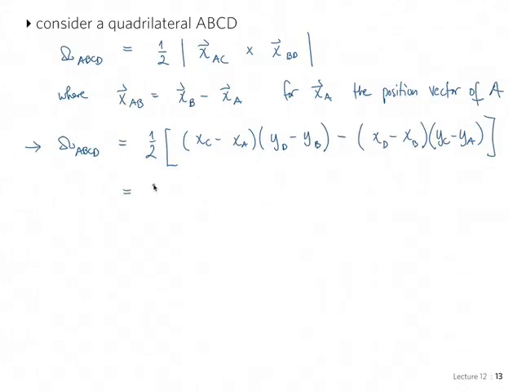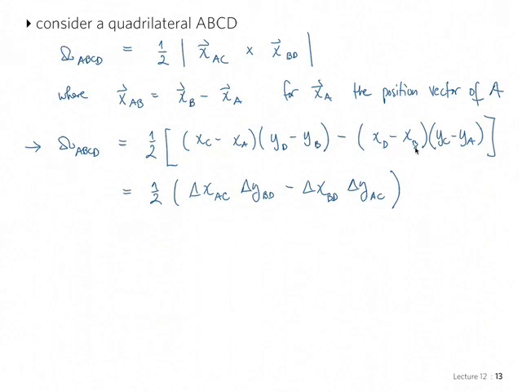Or, in shorthand, we can write delta x between a and c, delta y between b and d, delta x between b and d, delta y between a and c. So you can see now that for any shape, any quadrilateral ABCD, I could obtain my volume from this formula.